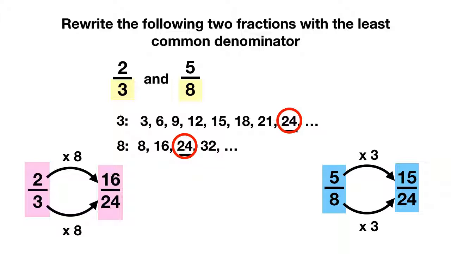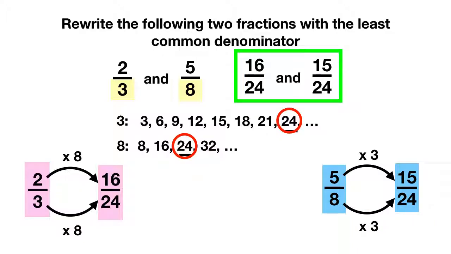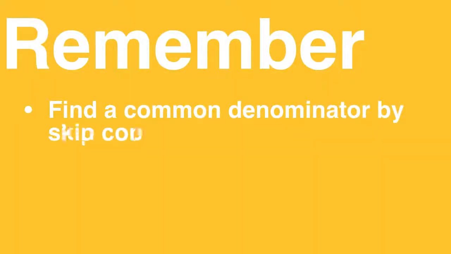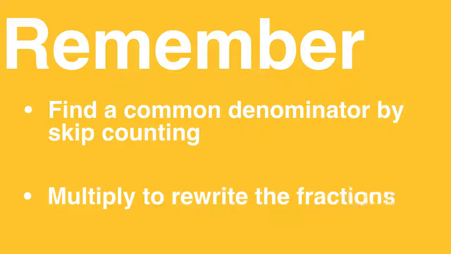Now we've rewritten our fractions. 2/3 is rewritten as 16/24, and 5/8 is rewritten as 15/24. There's our answer. So for today, remember, find a common denominator for fractions by skip counting, and then multiply as you rewrite the fractions.